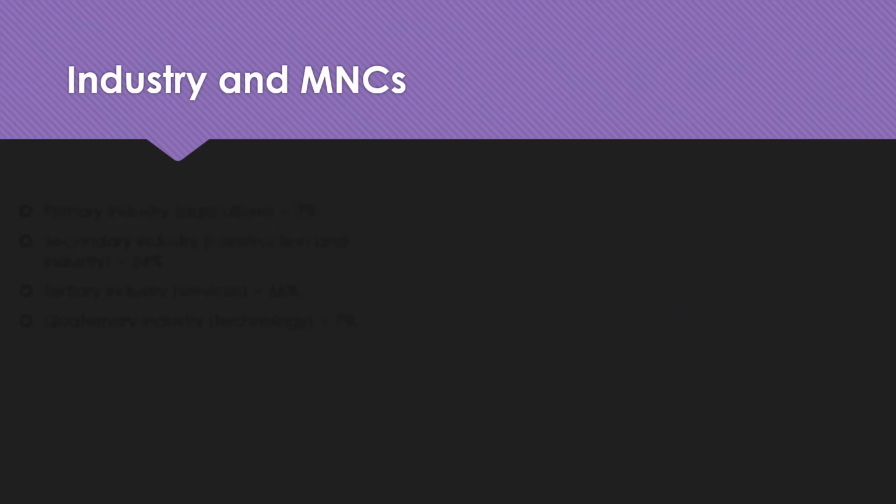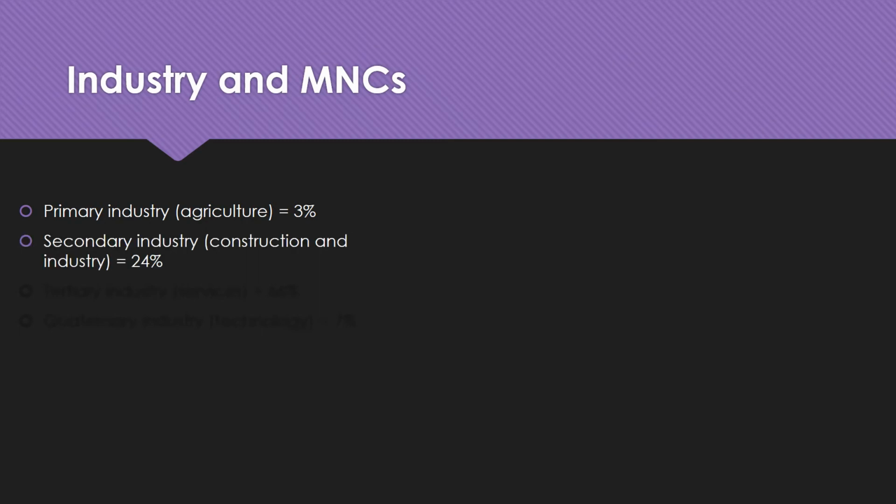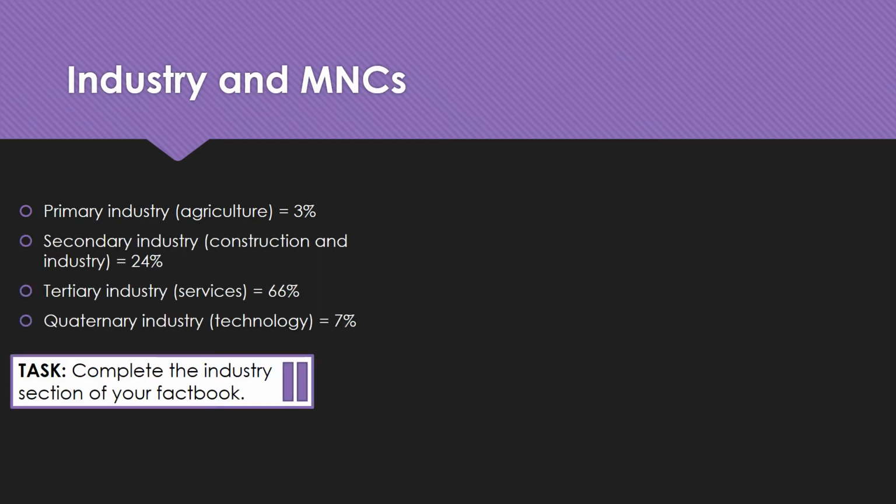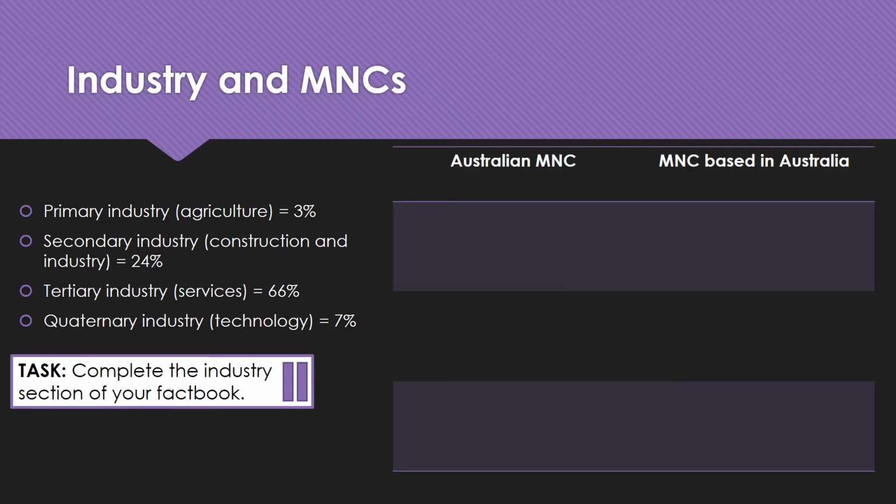Okay, if we look at industry and multinationals, then. Australia's a high income country, it's very well developed, we know that from previous info. So you would expect the economic sectors to look something like this. The majority of people work in the tertiary sector, far, far fewer people work in the primary sector. So here's a breakdown of the percentages if you want to write those down in your fact book to start off with.